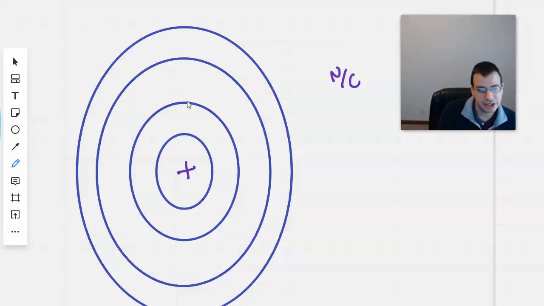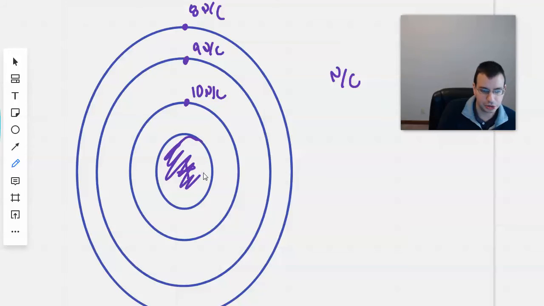So you could say here that this might be like 10 newtons per coulomb. This would be 9 newtons per coulomb. This would be 8 newtons per coulomb. And then this would be the actual charge itself.